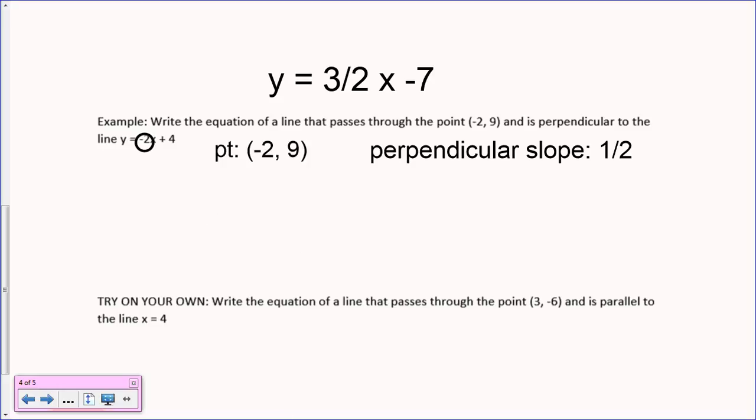The point is negative 2, 9. We're going to do the same thing. We plug in the slope, y equals 1/2 x plus b. We plug in x and y.